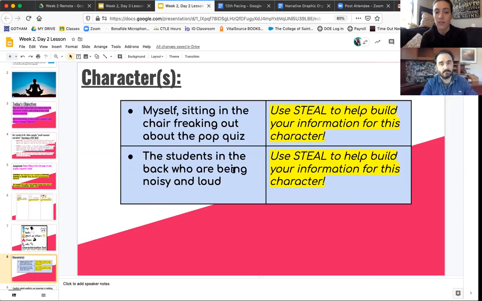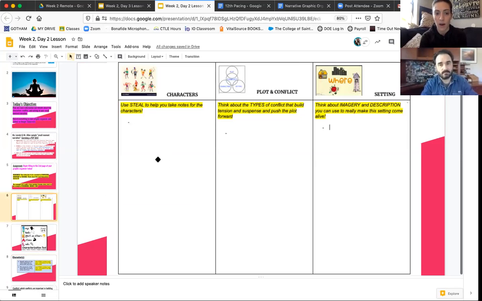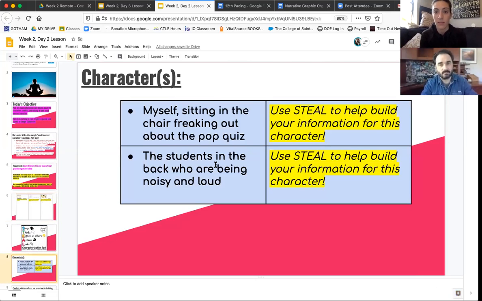So in Mr. Allen's example of the pop quiz, two characters that I might want to really flesh out in this box right here would be obviously myself, because it's a small moment narrative. So we're writing from I. You can use I for this, right? And you might want to think about what you felt like sitting in the chair, freaking out about the pop quiz, hearing the other students in the back making the noise, maybe what you're seeing around the room, what you're smelling, or what the texture of the desk and the papers in your book bag are.